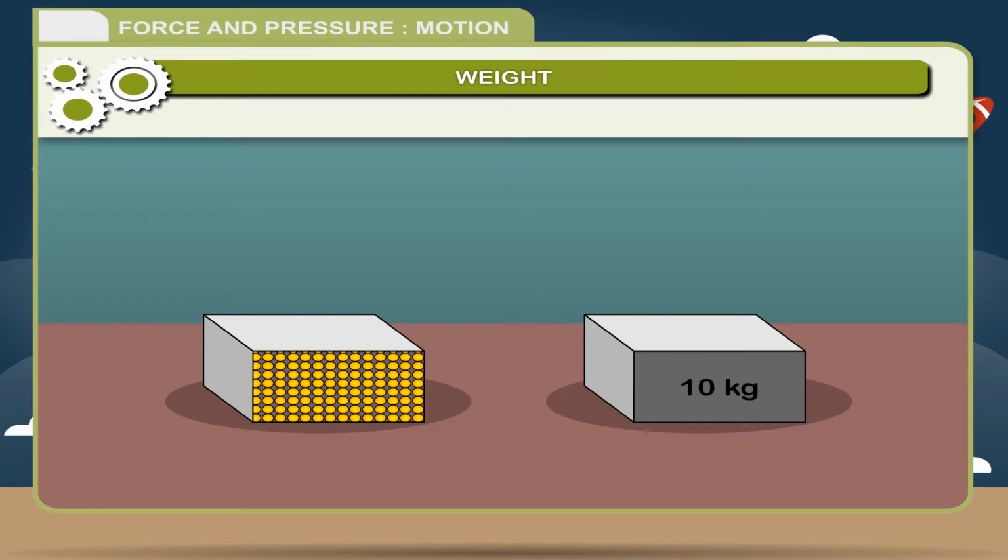Weight. Often we use the terms mass and weight in the same sense, but actually they are two completely different physical quantities. The force with which the earth attracts a body towards its center is called weight. This force is also called the force of gravity. This force always acts on a body downward towards the earth.